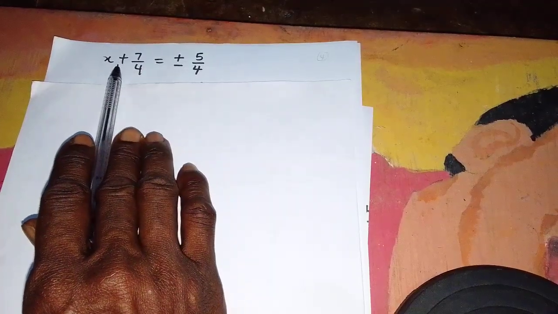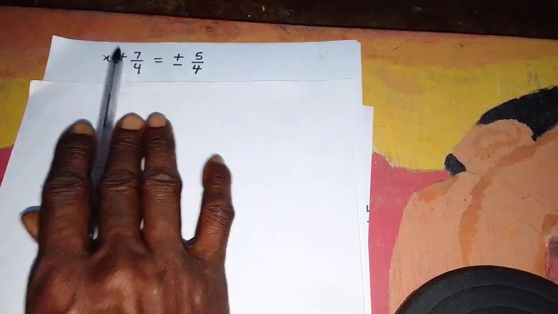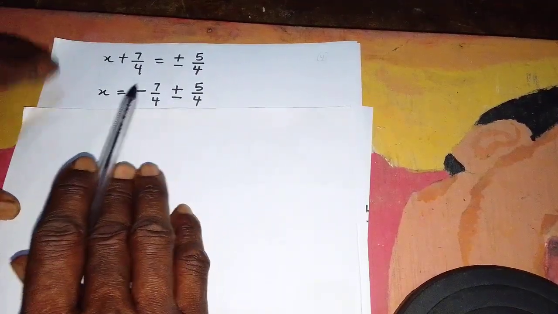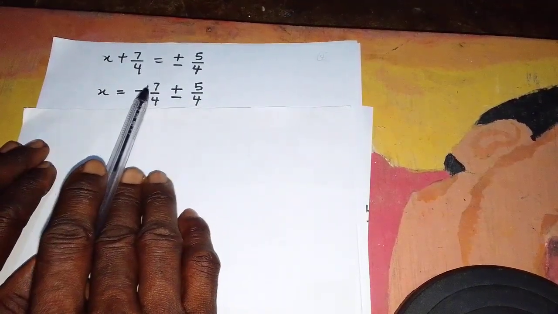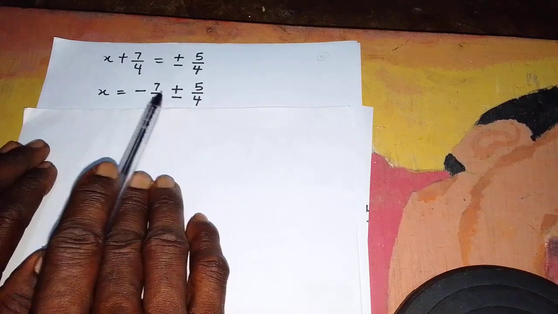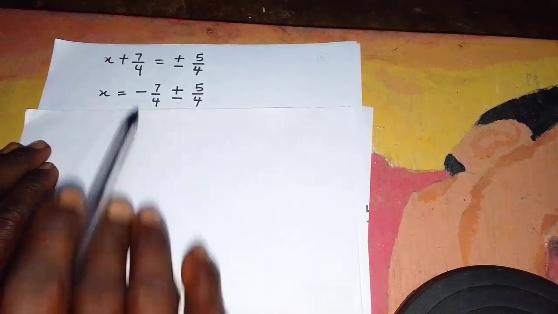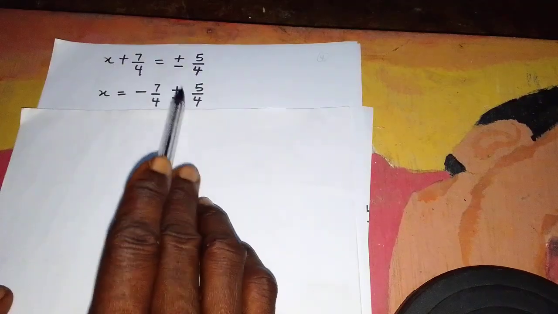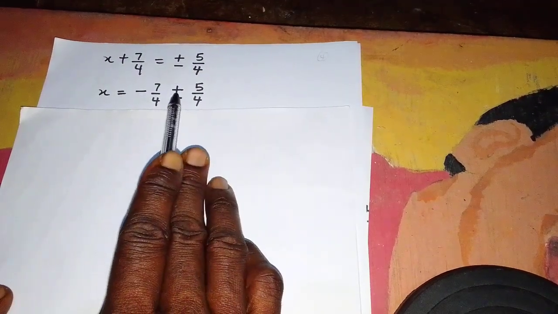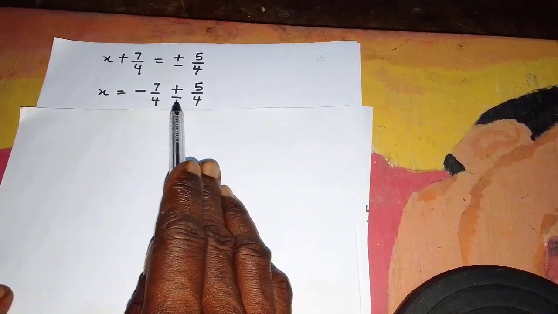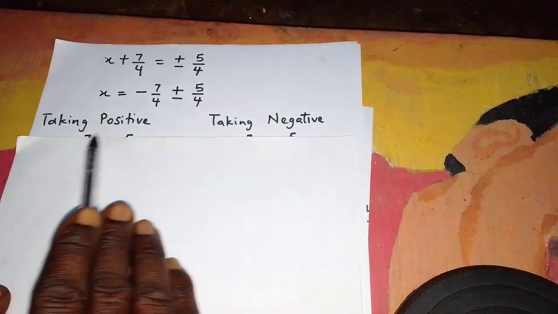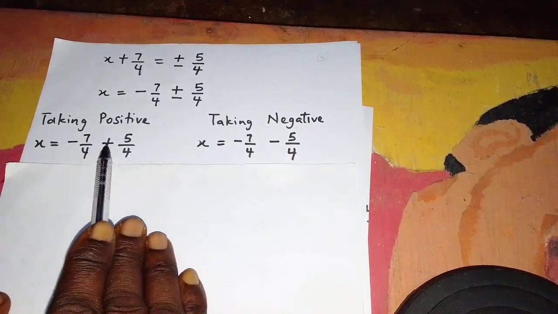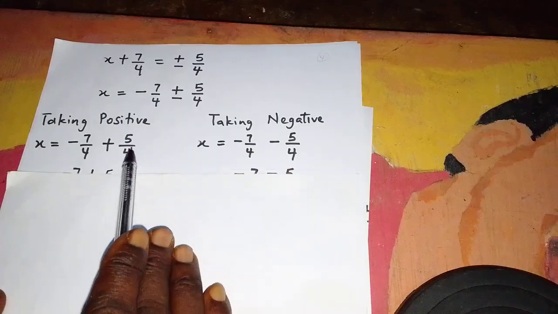Now, you bring this plus 7 over 4 to this side. So when you bring it to this side, you now have x equals minus 7 over 4 plus or minus 5 over 4. So from here, you need to be picking the signs one after the other. Positive first, then you bring the negative. So taking positive, you have x equals minus 7 over 4 plus 5 over 4.